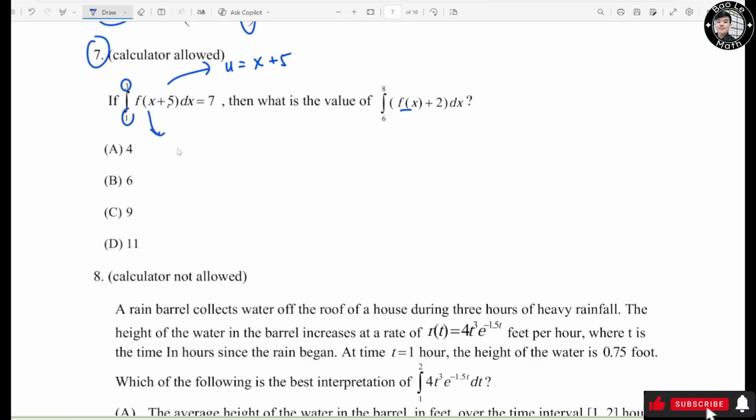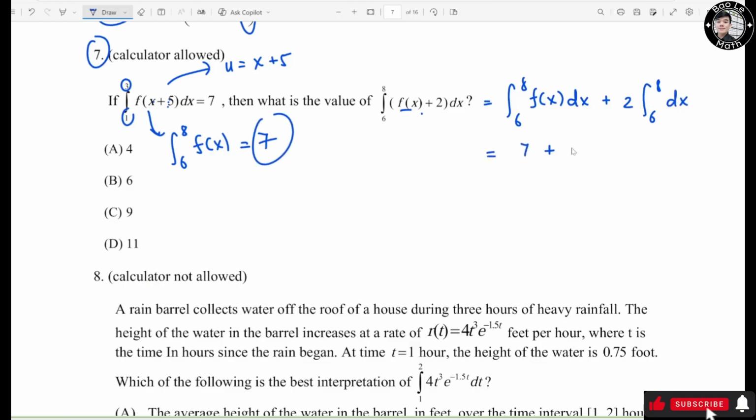So it's the integral from 5 plus 1, which is 6, to 5 plus 3, which is 8, and this becomes f of s, and it's still 7. Now this can be written as the integral from 6 to 8 of f of s ds plus 2 times the integral from 6 to 8 ds. The first integral equals 7, so it's 7 plus 2s evaluated from 6 to 8. That's 7 plus 2 times 8 minus 6, which is 11. The answer must be D.